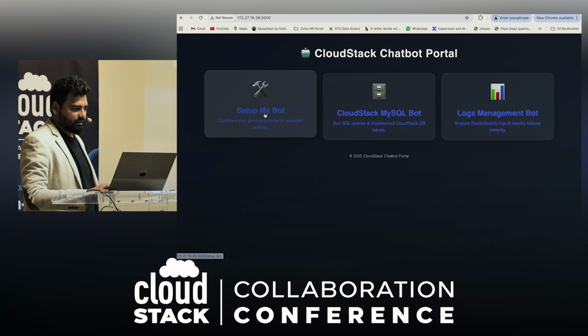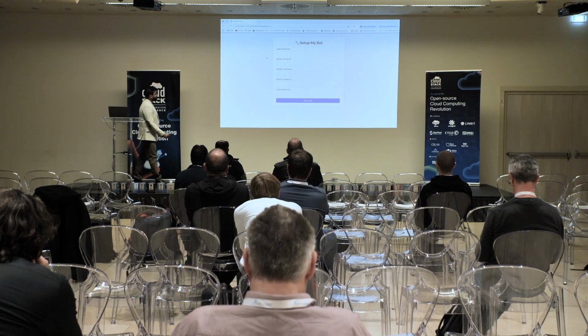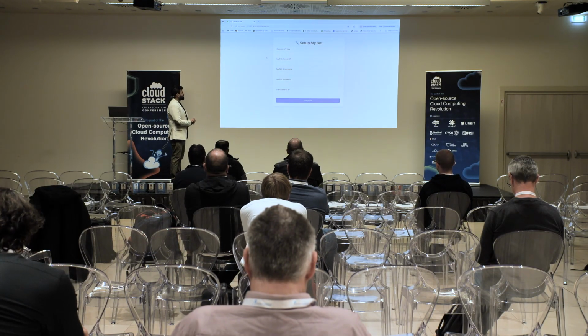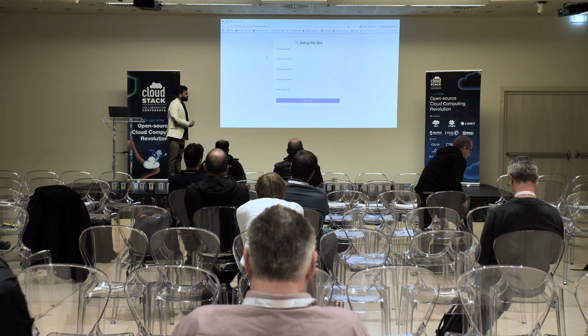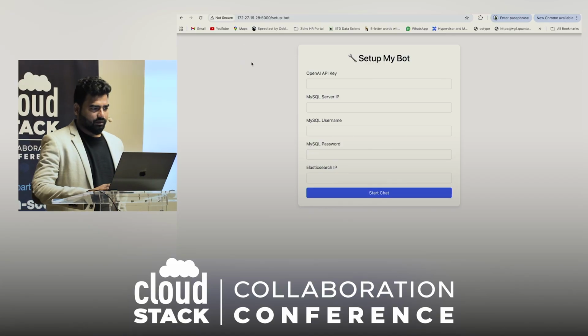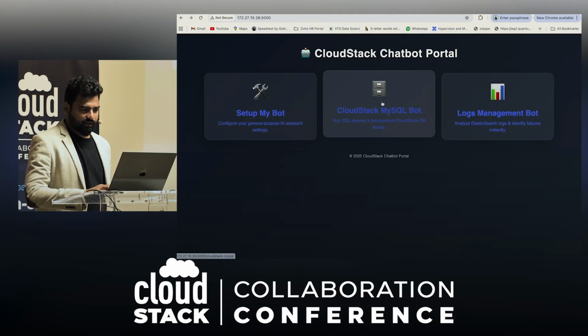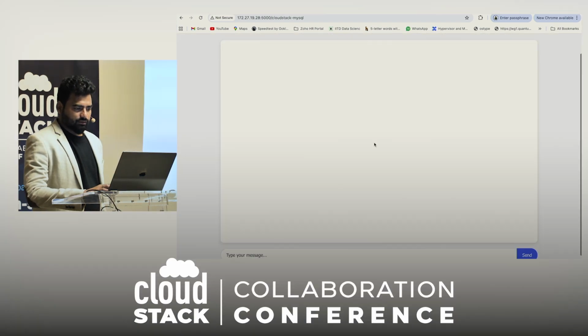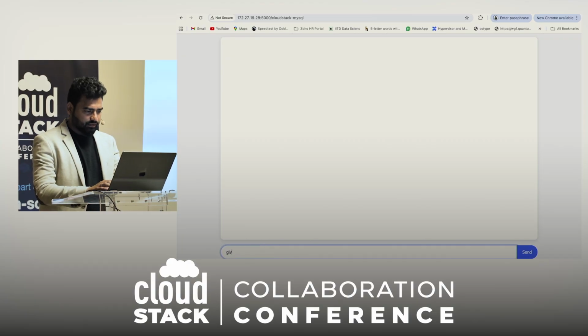We have three tabs here. The first is set up my bot. When you click set up my bot, as I mentioned, you have to provide the OpenAI API key, the MySQL server IP, MySQL username, MySQL password, and Elasticsearch IP. Once this is done, you can go to the respective chatbot. Suppose I click on the MySQL bot. Let me give a simple query: give me the list of running VMs.